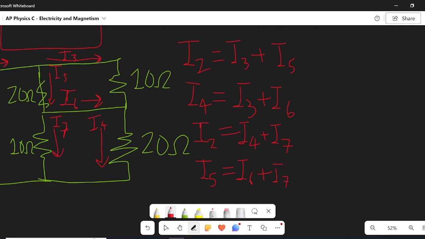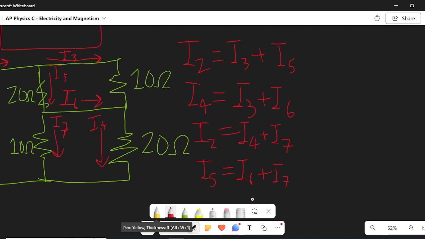So as you can see here, we have 6 variables and we already have 4 equations. As we learned in algebra, the number of variables you need to solve for is the number of equations you need. So in this case, using Kirchhoff's node rule, we have made ourselves 4 equations. And now let's use Kirchhoff's loop rule to make the next set of equations.